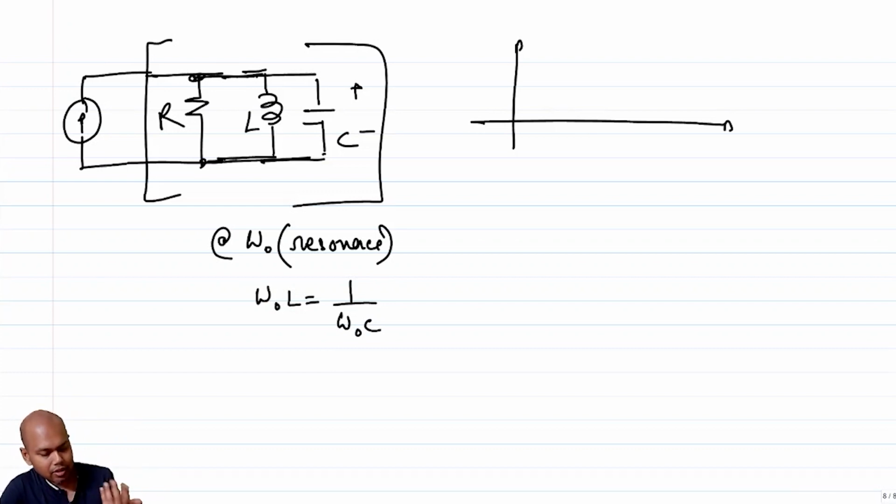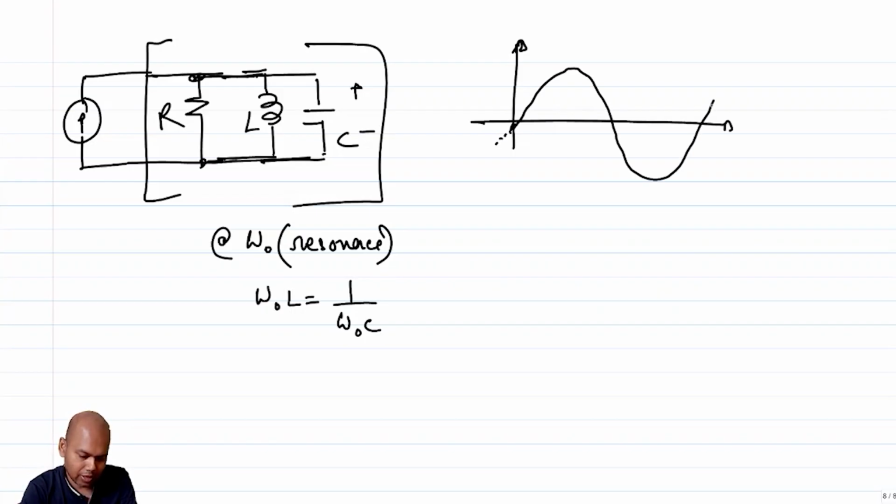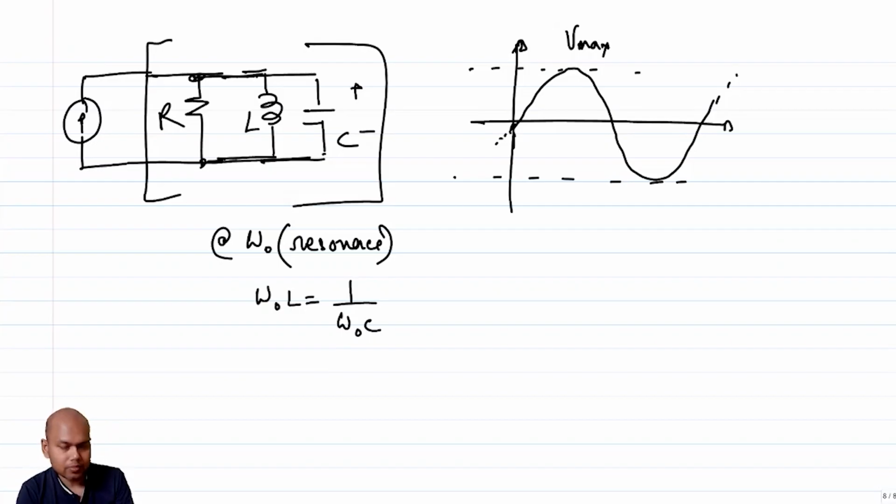In other words, I can also say that the peak energy stored in the capacitor is equal to the peak energy stored in the inductor, and they essentially exchange energies, and that's how resonance happens, right? So the voltage across the capacitor at resonance, let's say it's something like this, and it goes from Vmax to negative Vmax through 0. So what will be the current through the capacitor at resonance?